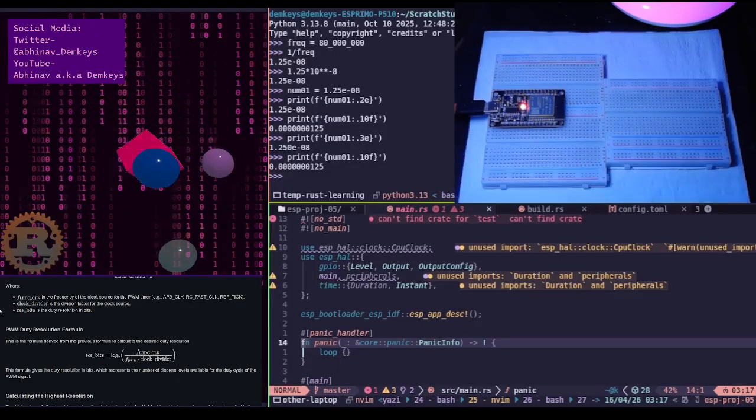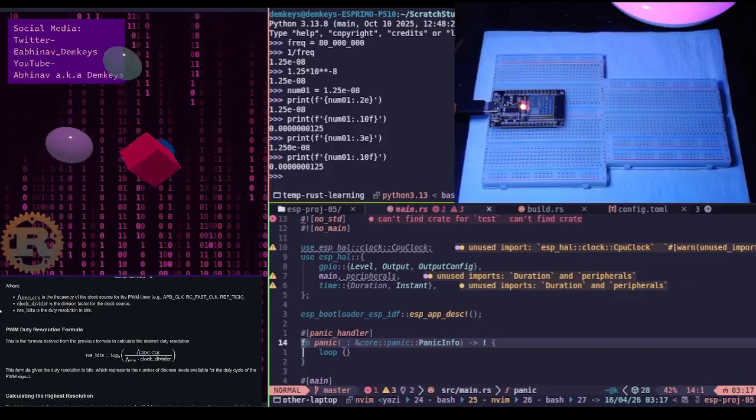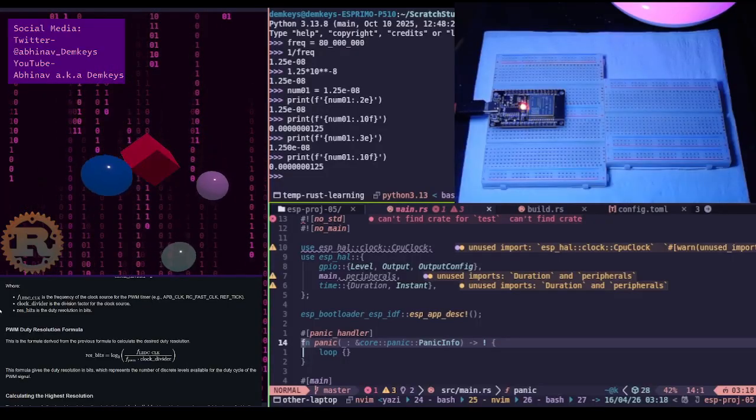There's megasecond, gigasecond, terasecond, petasecond, exasecond, zettasecond, yottasecond, ronnasecond, and quettasecond. That's crazy.